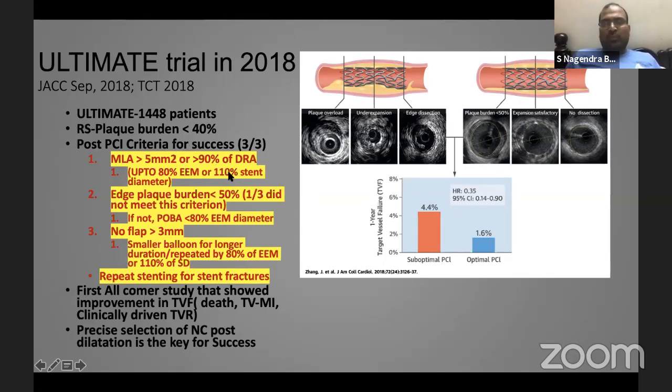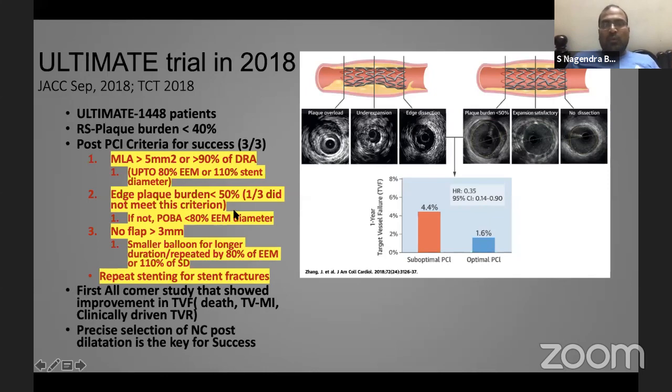How did they define post-PCI success criteria? The minimal lumen area of the stent should be more than 5 millimeter square for non-left main vessels, or it can be more than 90% of the distal reference area, if the plaque burden is less than 50% in the landing zone. They identified the landing zone with less than 40%. In addition, they went 5 millimeter proximal and 5 millimeter distal to the landing zone. Within this 5 millimeter of proximal landing zone and 5 millimeter of distal landing zone, again the plaque burden should be less than 15%.